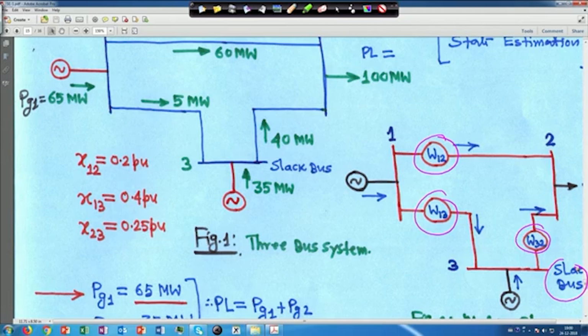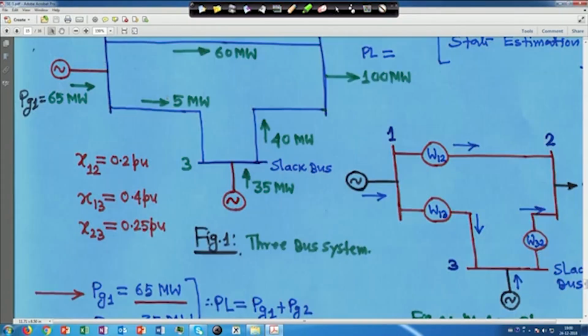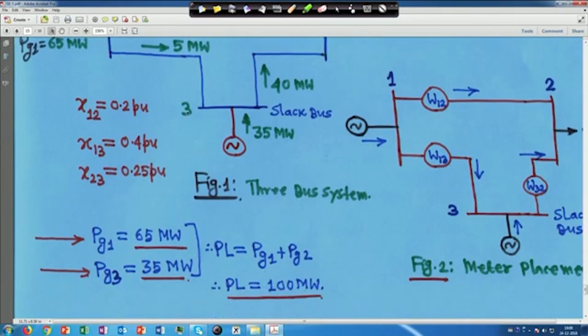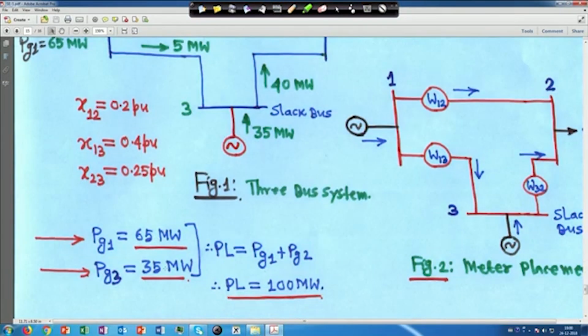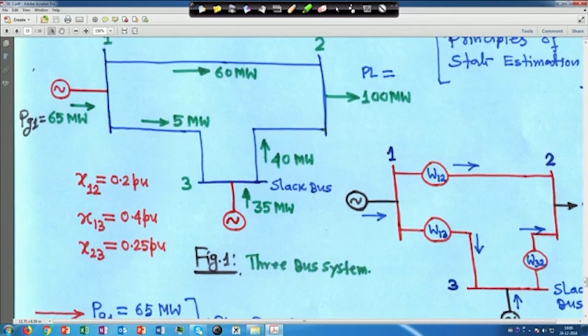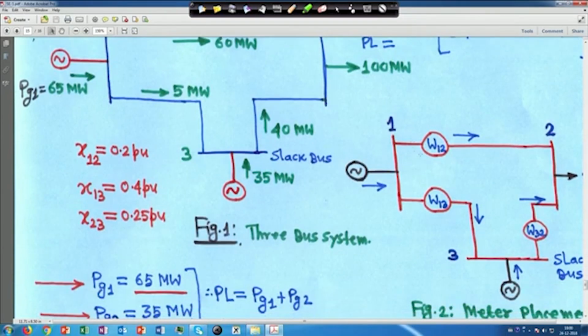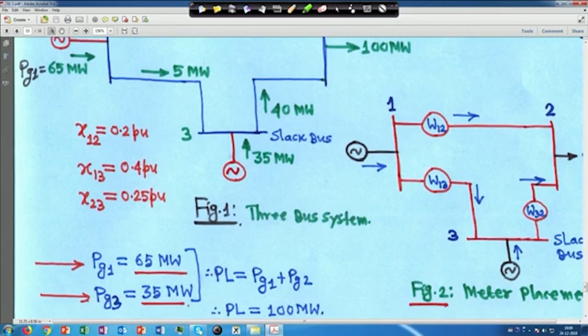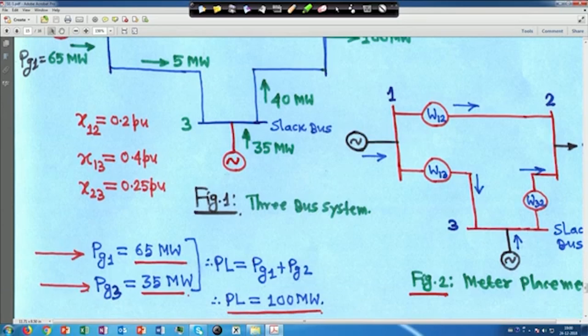Initially I told you that all the data is given: Pg1 is 65 megawatt, Pg3 is 35 megawatt, and PL is equal to Pg1 plus Pg3, 100 megawatt. Say this is the correct one. Now we are measuring the power flows in line 1 to 2, line 1 to 3 and line 3 to 2 by 3 meters, W12, W13 and W32. That is your meter placement.